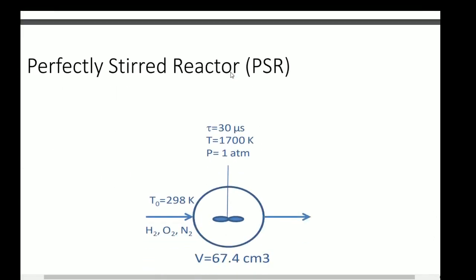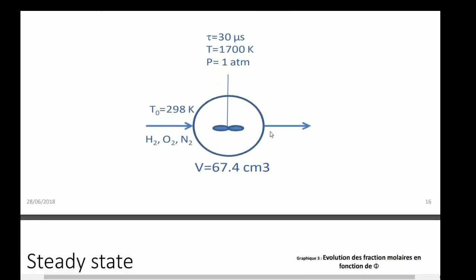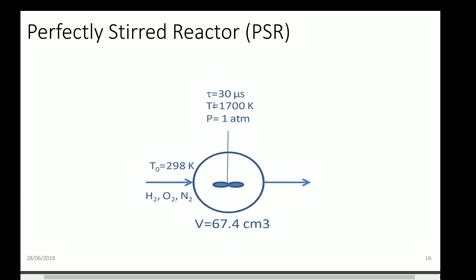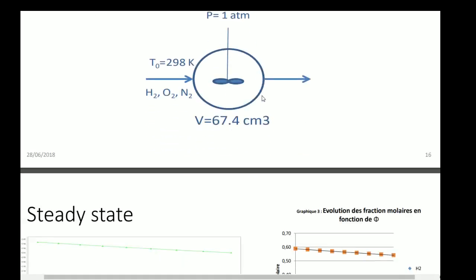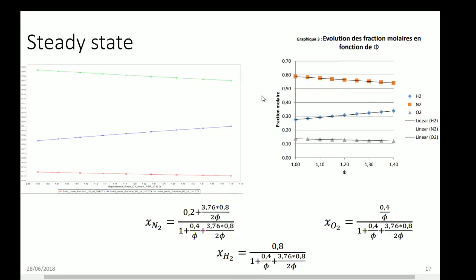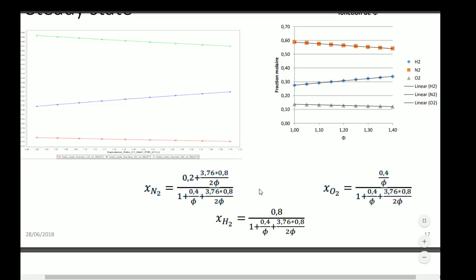Now we are going to talk about a perfectly stirred reactor, so it's homogeneous. We inputted H2, O2, and N2 with the reaction we discussed earlier, so the combustion of dihydrogen. Tau is the time of stay in the reactor. So we will first study it as a steady state, by calculating the molar fractions of all the components using the formulas I gave above as a function of phi. I did this, it's not really hard to do, you just have to replace it with the formulas I gave earlier.